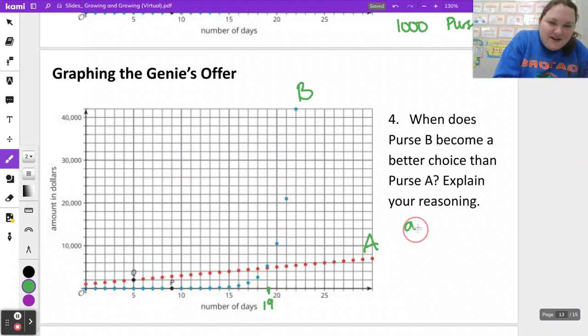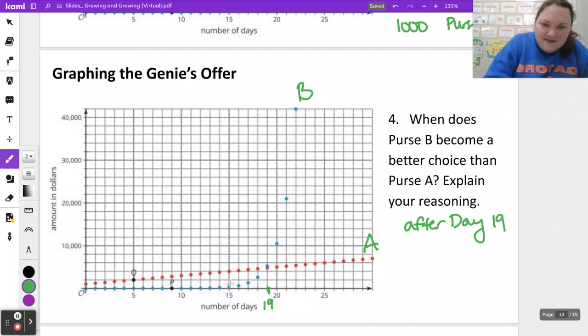So after day 19. Now on day 19, it looks like they're really close, but shortly after that, right, is when purse B starts having more and more money. And notice I can't even see how much money purse B has after day 22 because this line is going up so much, it can't fit on this graph.